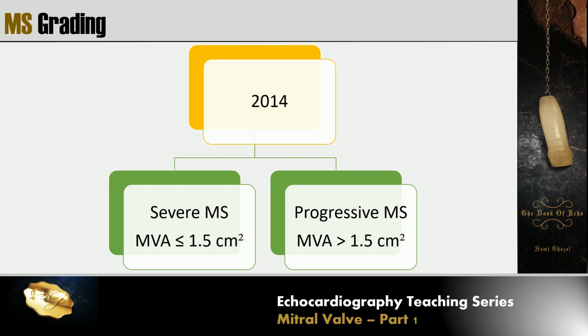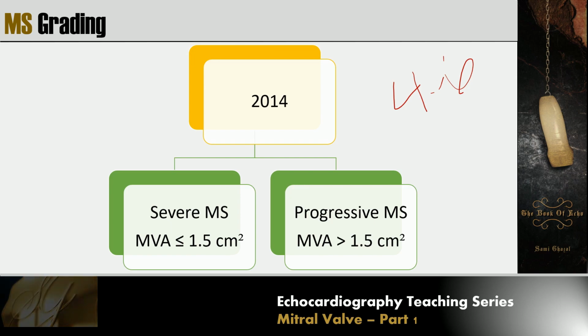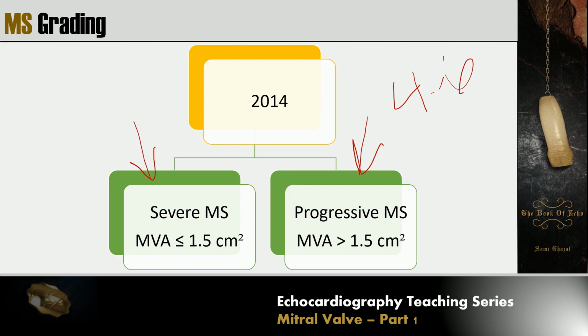Since 2014, mitral stenosis severity classification changed, and it's classified now based on area alone. So it's not based on gradient or anything else. Normal mitral valve area would be from 4 to 6 square centimeters, and then we have progressive mitral stenosis, which is any area less than that but more than 1.5 square centimeters. And then severe mitral stenosis is when the area is equal to 1.5 or less square centimeters.